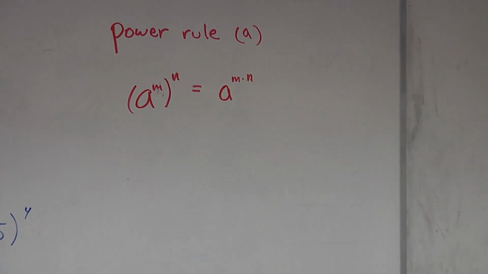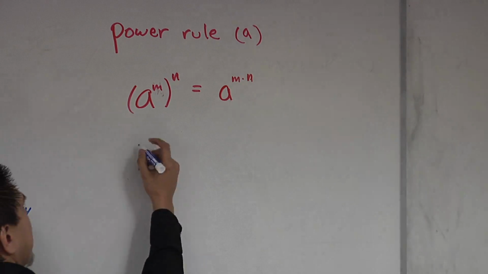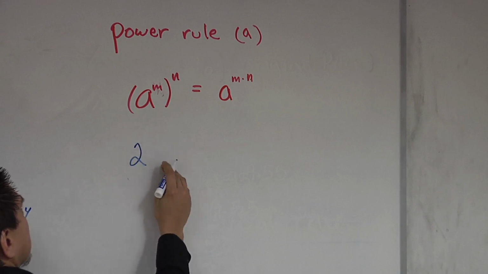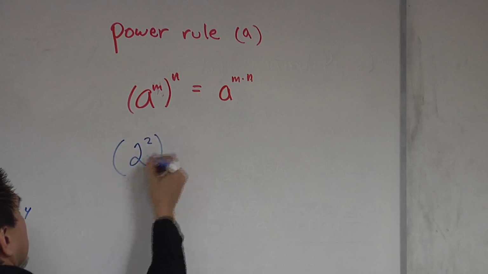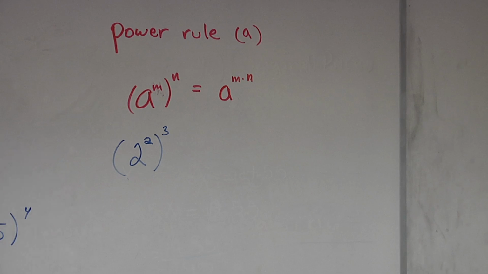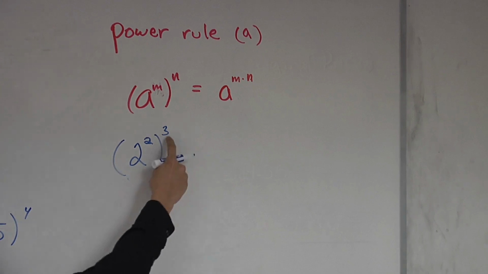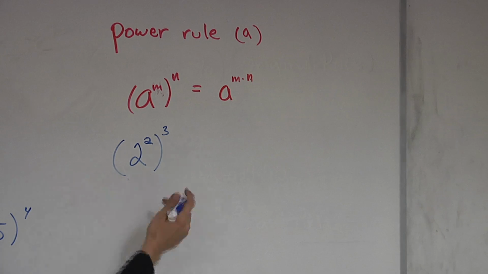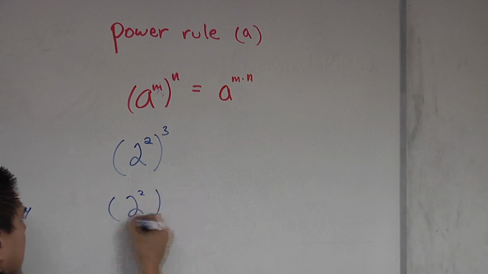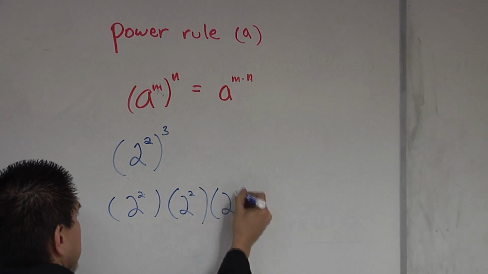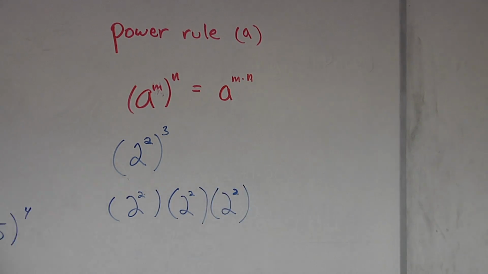And again, to illustrate that, I'll go the tedious route so we can see where that's going. If we have something like 2 squared, cubed, what this is saying is it's cubed, so I have this inside term 3 times. We have this guy once, and we pretty much have this.